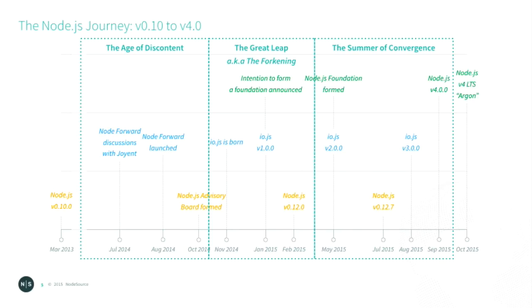So then we moved on to the summer of Convergence. This is the era of the Node Foundation. What happened was that there were business partners that wanted to invest in Node and help Node move forward, but they weren't willing to do it without both of these groups included. And so the point came where the io.js technical committee agreed to join the foundation efforts. And as soon as that happened, the foundation pretty much kicked off. There was an announcement that it was happening, and everything just came together.